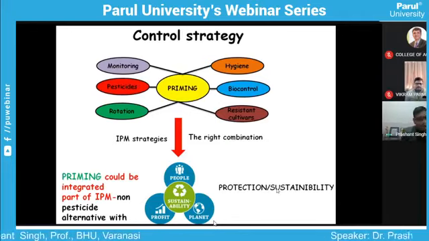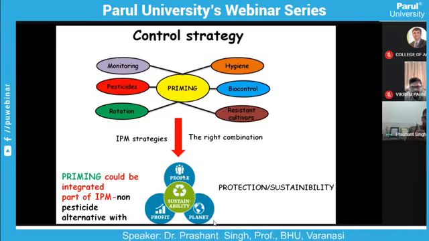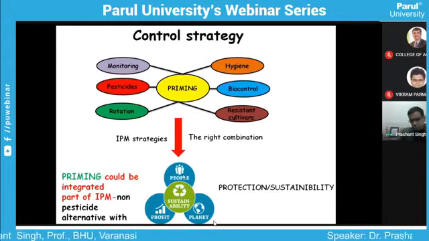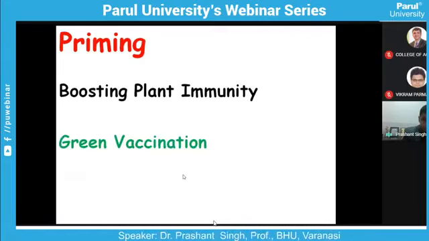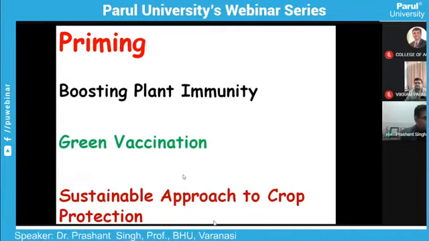And that's why I can confidently say that indeed this priming is more sustainable, because it is ticking all 3 boxes. People, your crops are protected; planet, no detrimental impact to the environment; as well as you also have the profit. And that's why it has broad spectrum effectiveness. And the take-home message is that, yes, it does indeed boost plant immunity, green vaccination, and yes, it is a sustainable approach to crop protection.